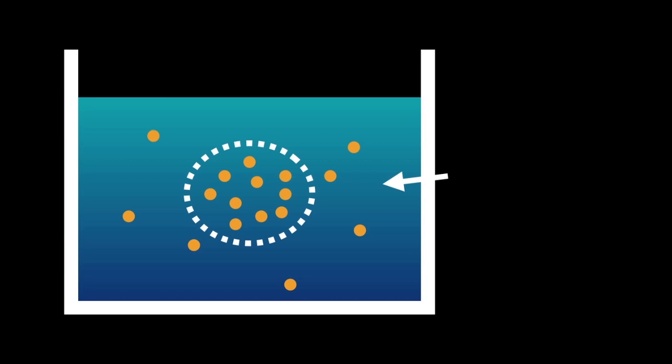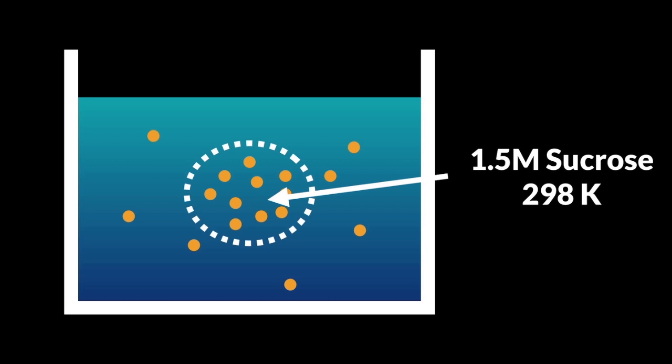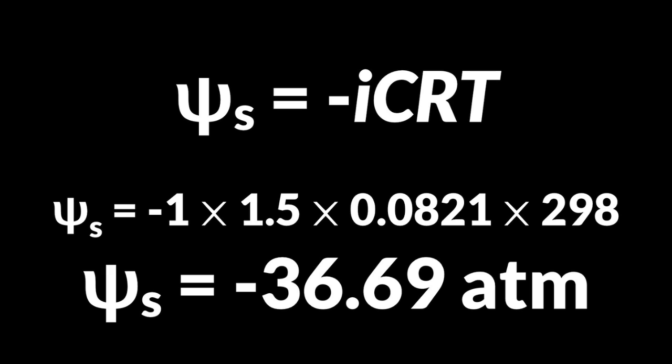If we look at the solution inside the cell, suppose we had 1.5 molar sucrose at 298 Kelvin. Using our equation again, we get negative 36.69 atmospheres. So the solute potential in the cell is negative 36.69 atmospheres.